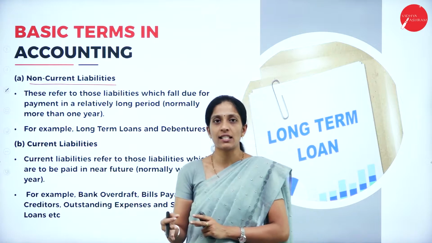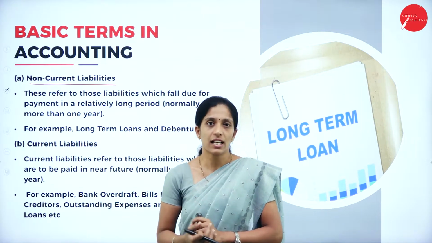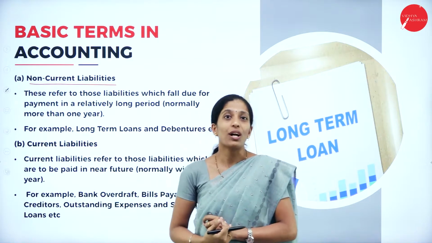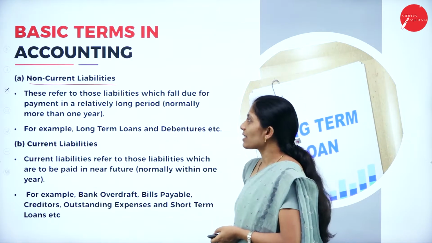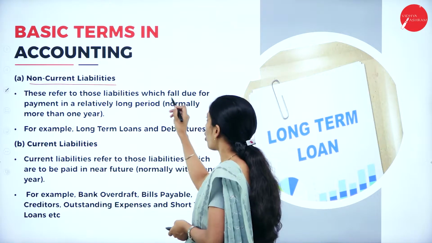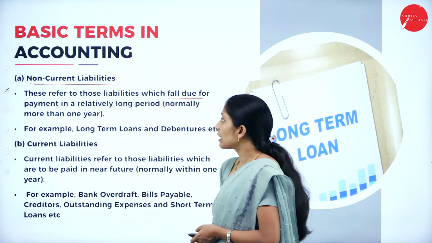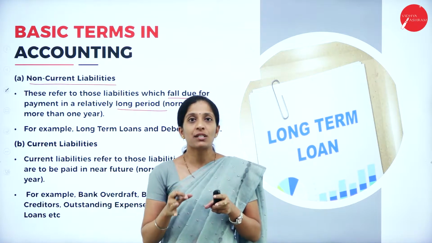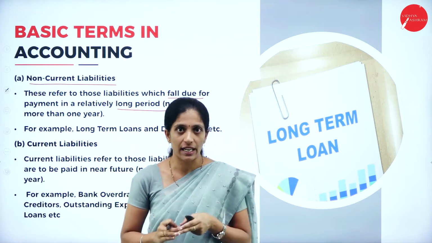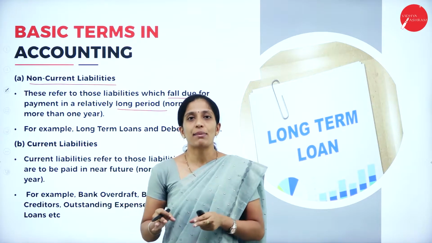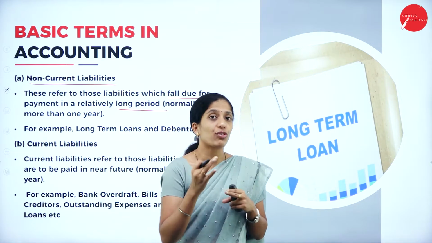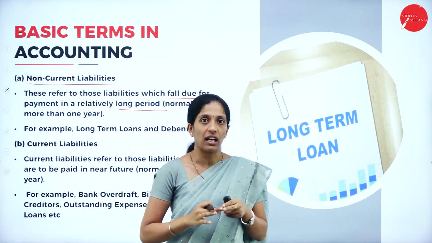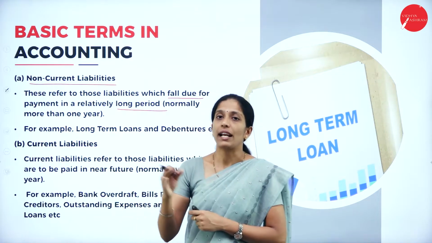Non-current in the sense that it will not be regular in nature. It will not be recurring in nature. So they are known as non-current. These refer to those liabilities which fall due for payment in a relatively longer period. Liability means the amount that has to be paid to the outsiders. So non-current liability is the amount that has to be paid to the outsider over a longer period of time, or more than 1 year. Then it is known as non-current liability.